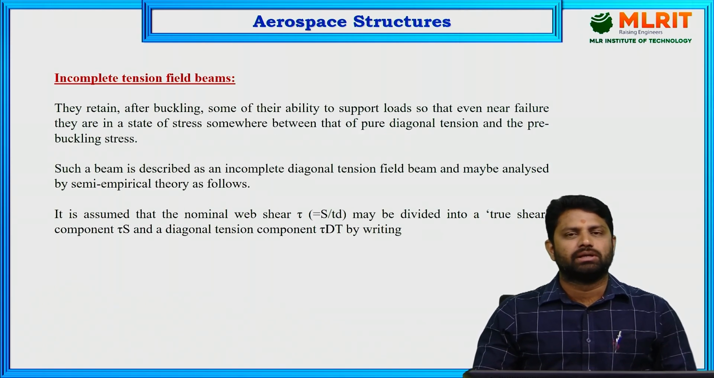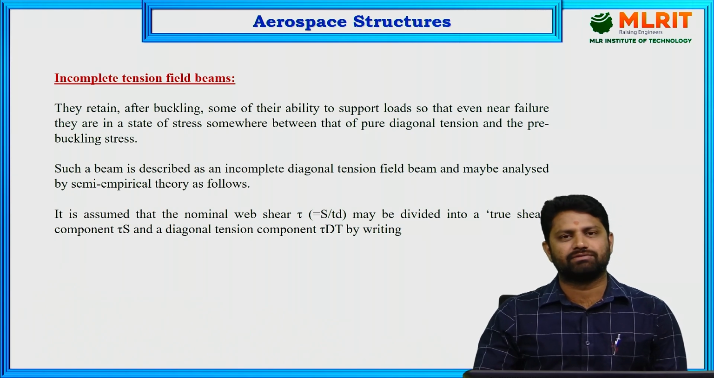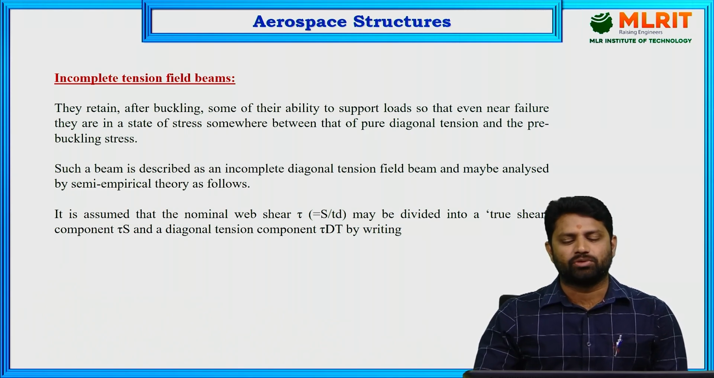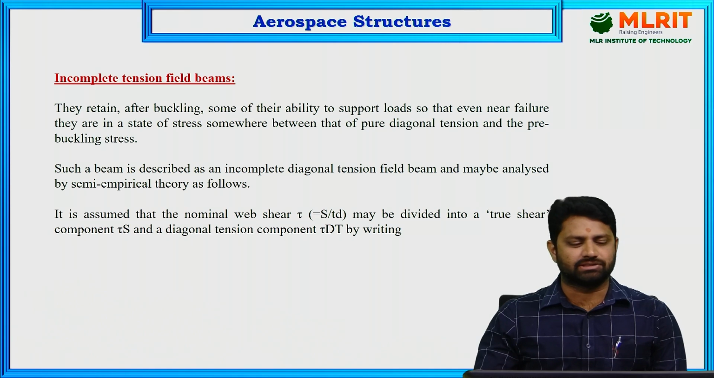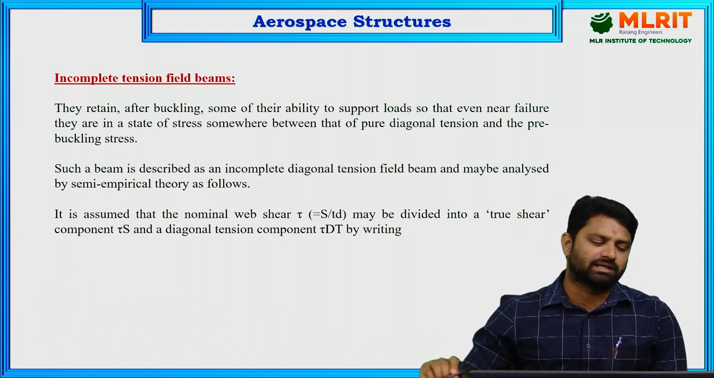The plates retain, even after buckling, some of their ability to support loads even near failure. Therefore they are in a state of stress somewhere between the pure diagonal tension and the pre-buckling stress, and such a beam we regard as an incomplete tension field beam, because it is in a state of stress somewhere between the pure diagonal tension and the pre-buckling stress.